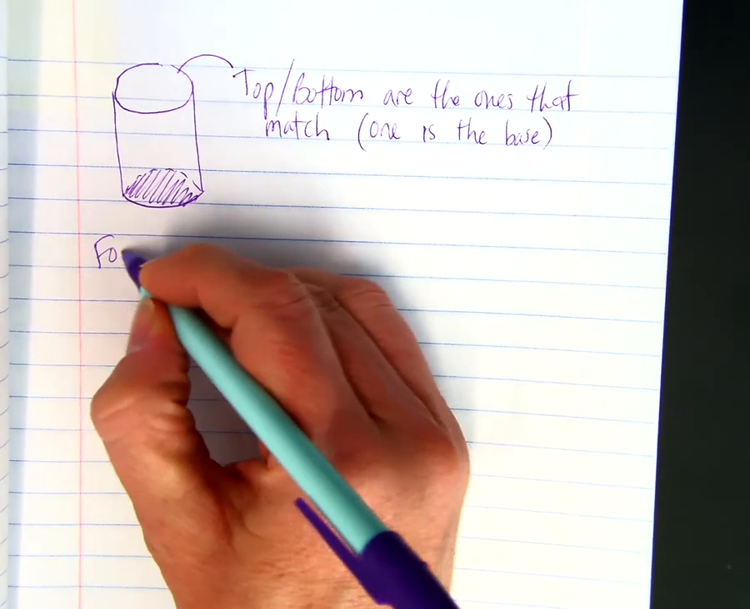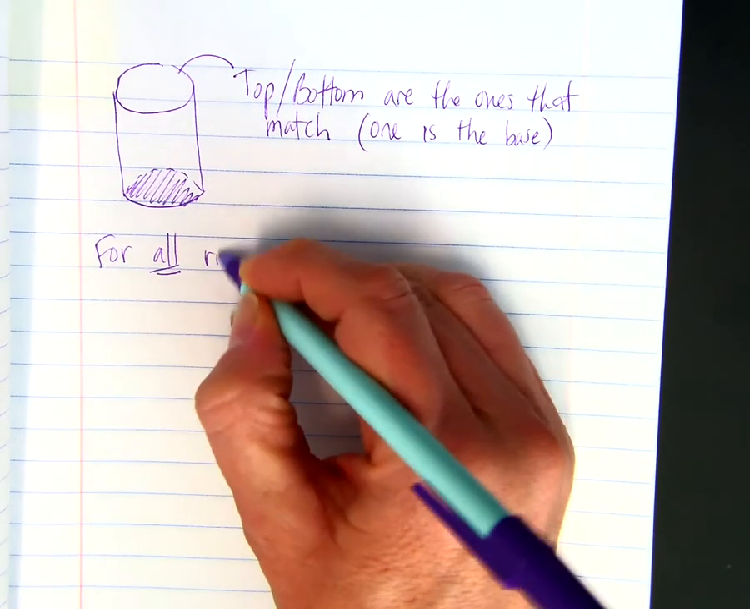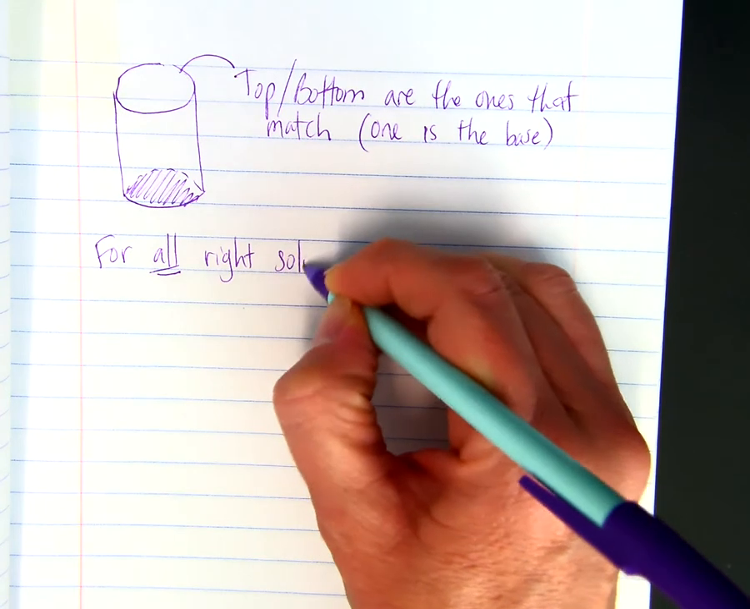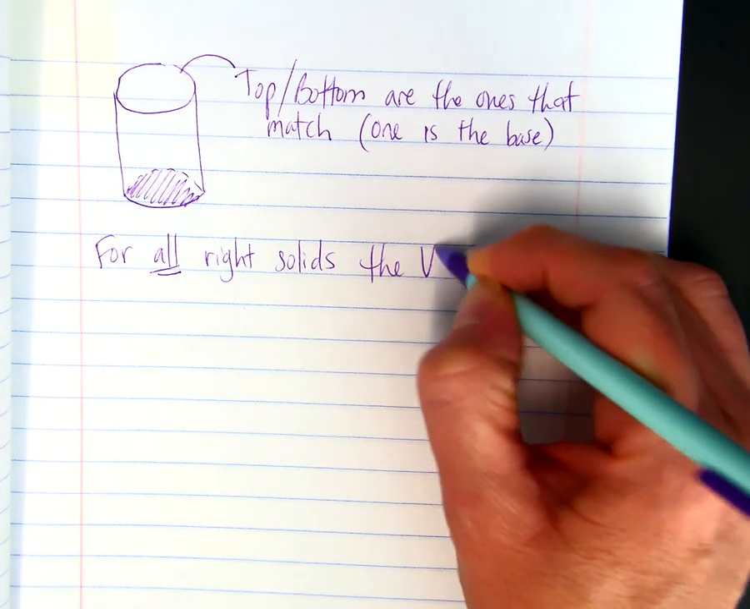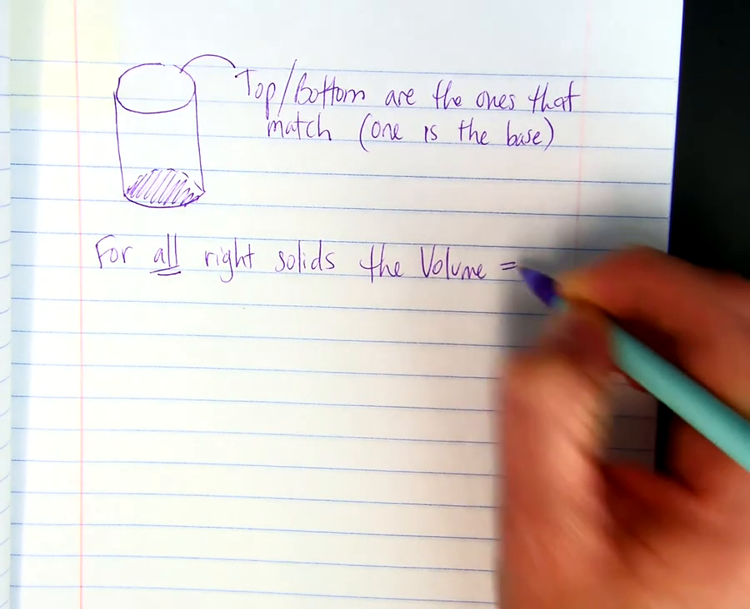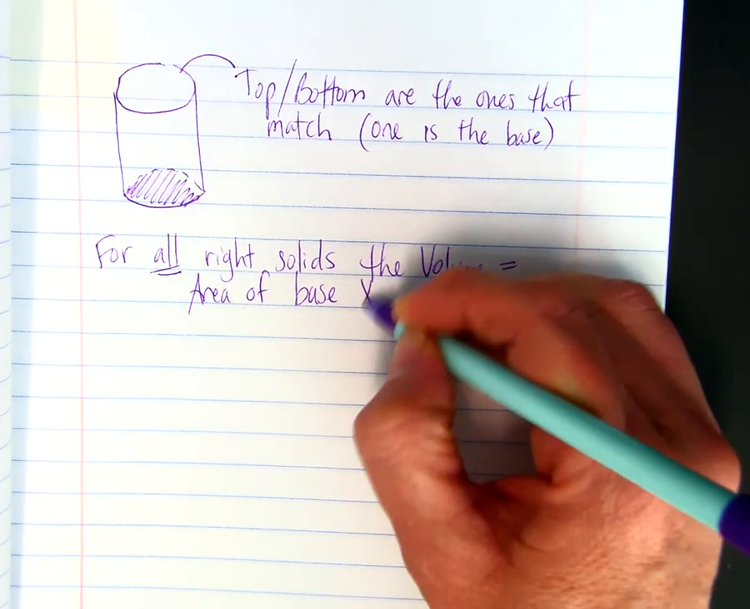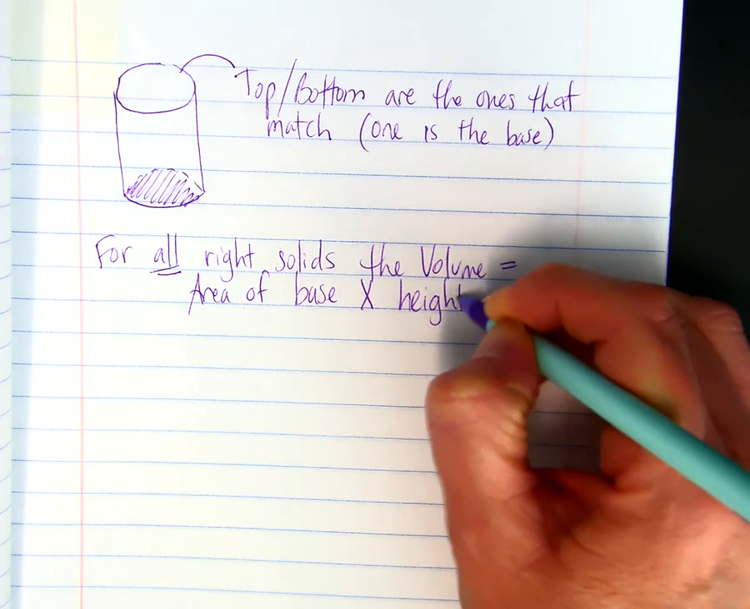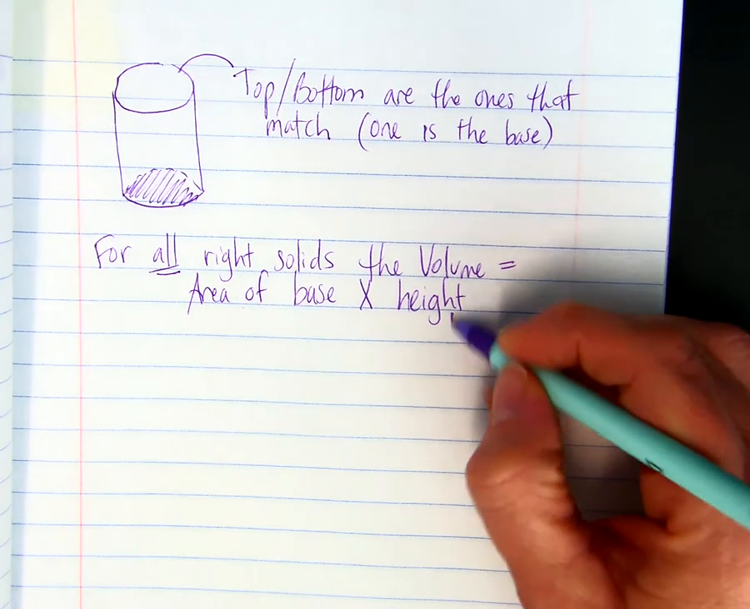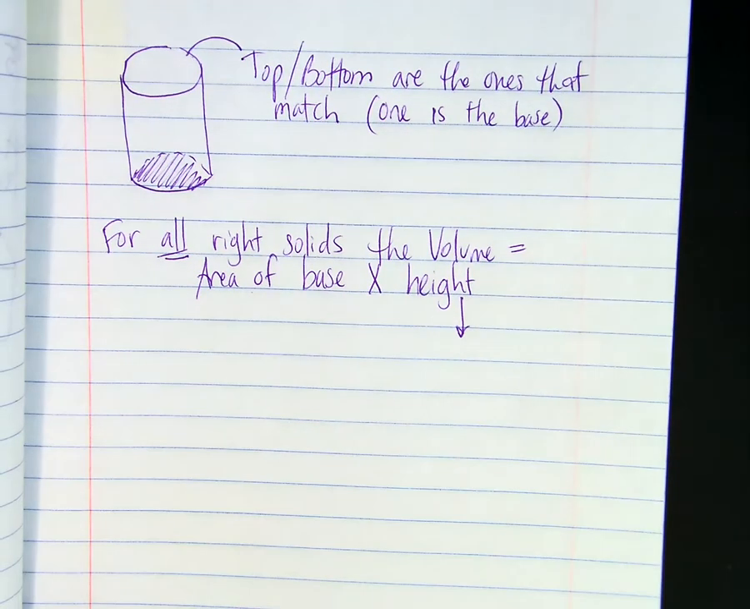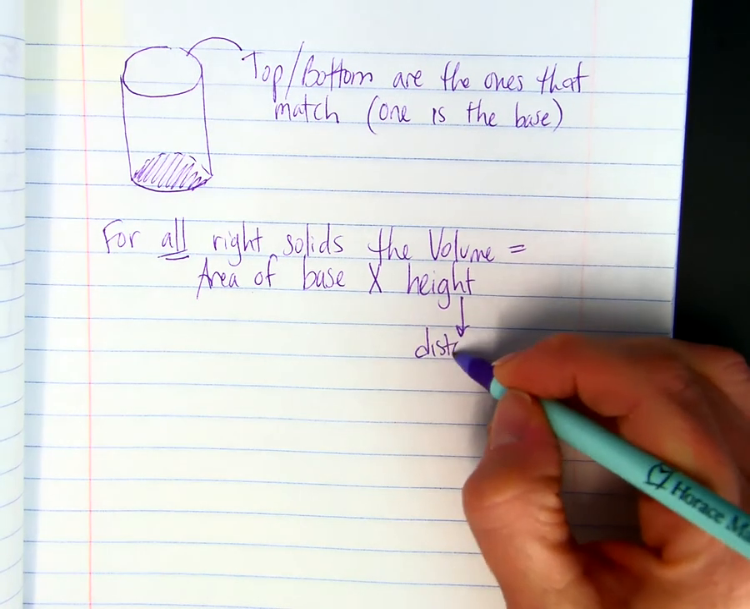So for all right solids, the volume equals the area of the base times the height. And the height is just the distance between the two bases.